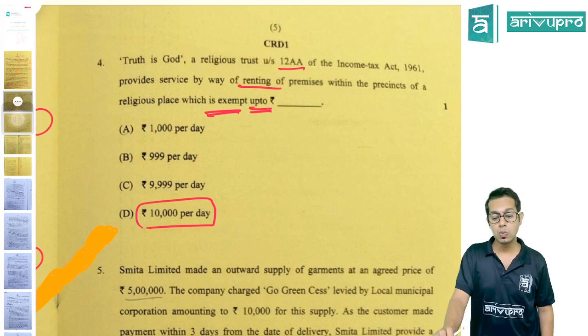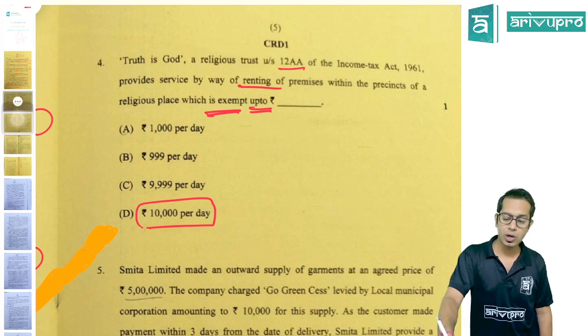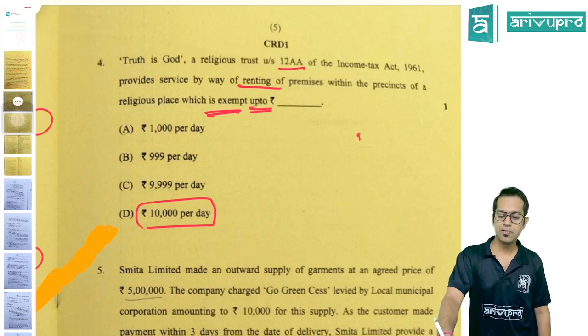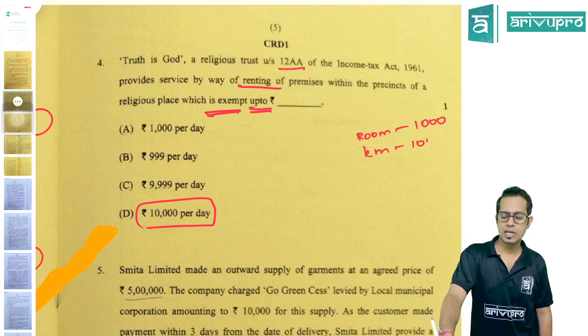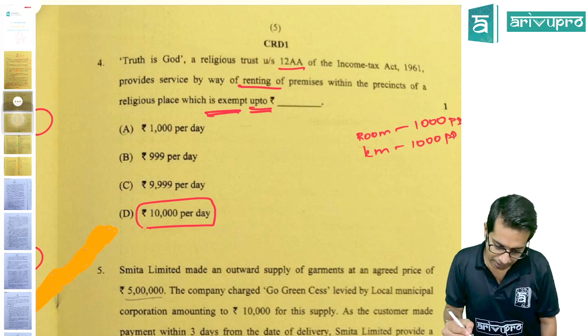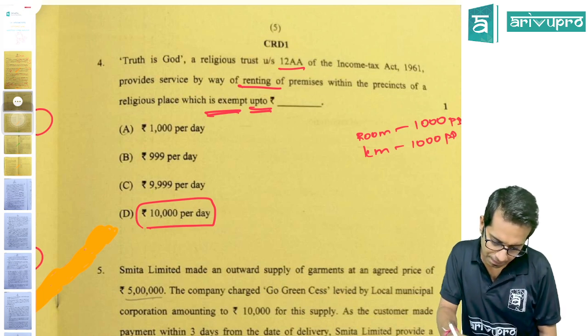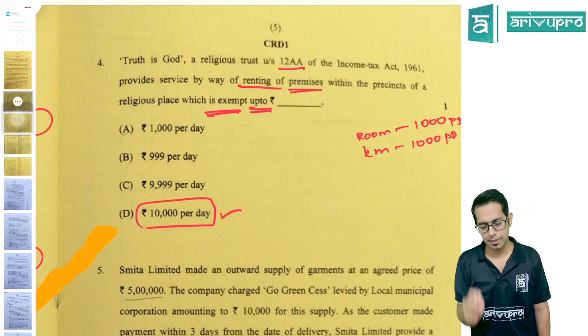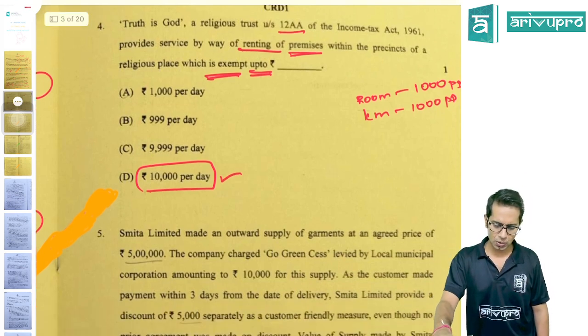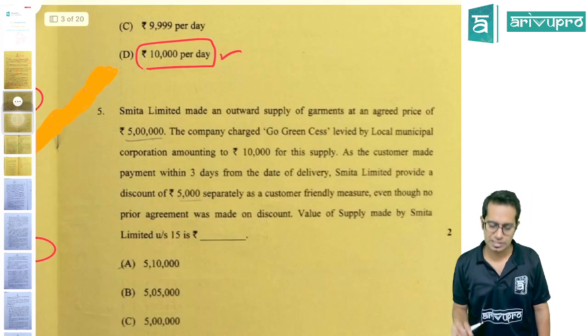Up to how much, sir? Up to 10,000 rupees per day. And sir, what if you give rooms on rent? If it is a room, then up to rupees 1,000 per day. And if you give Kalyana Mandapa, it is up to rupees 10,000 per day. Correct? But if you are renting premises, 10,000 rupees per day is the amount. 10,000 rupees per day is the right answer for this case.